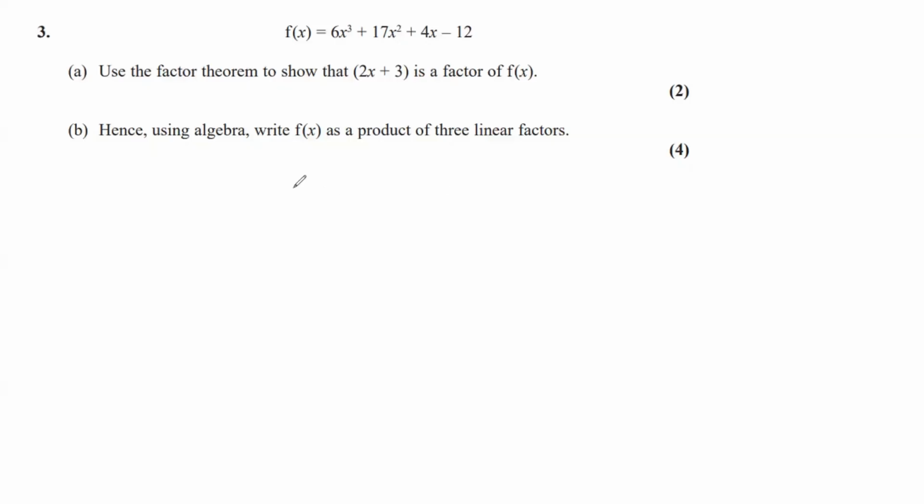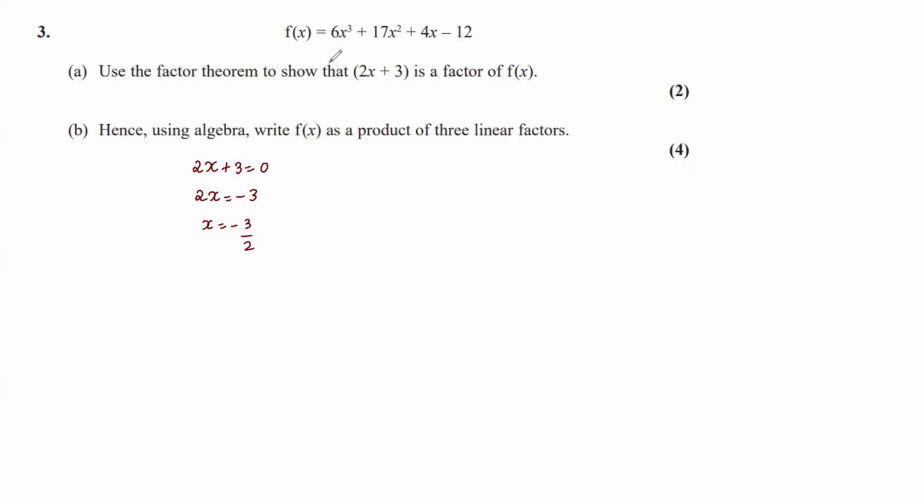f of x is given as 6x cubed plus 17x squared plus 4x minus 12. Use the factor theorem to show that 2x plus 3 is a factor of f of x. So first you take 2x plus 3 equated to 0. So you will get 2x is equal to minus 3, x is equal to minus 3 by 2. So this will be a factor.